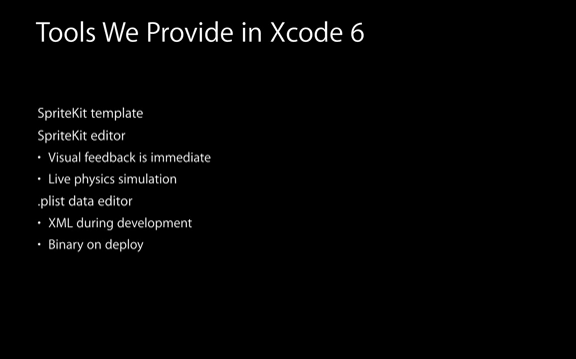So the tools that we provide for you to do this in Xcode 6 is we obviously have a SpriteKit template, both for Objective-C and Swift. The editor, as Norman showed earlier, lets you do visual feedback, visual editing. Feedback is immediate. And you can also simulate the physics live. We also have, and have had for a long time, the ability for you to edit plist files inside Xcode. And it's as simple as creating a plist file, adding arrays, dictionaries to them, and then reading them back in your code is super simple.